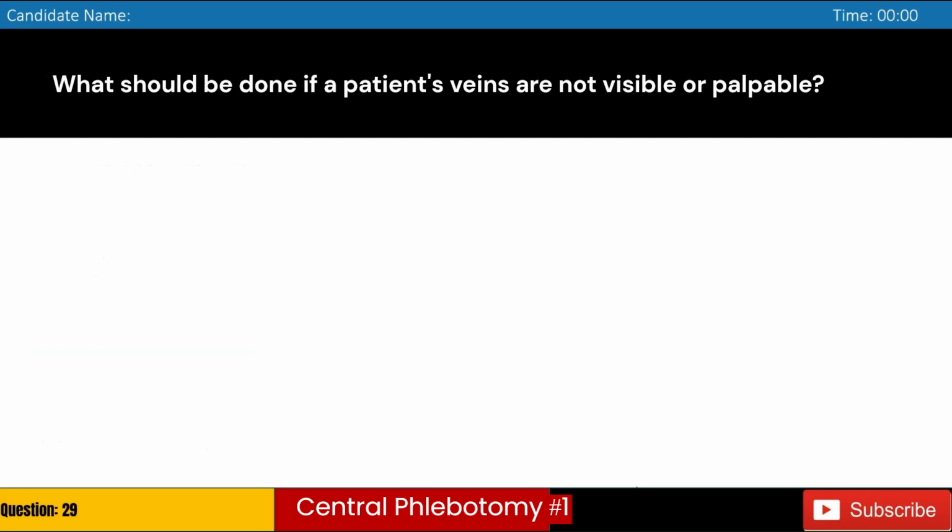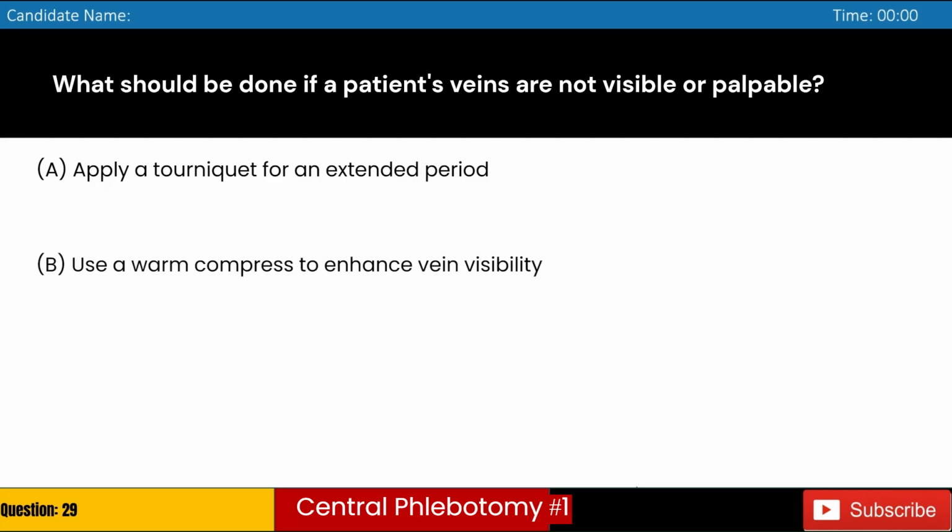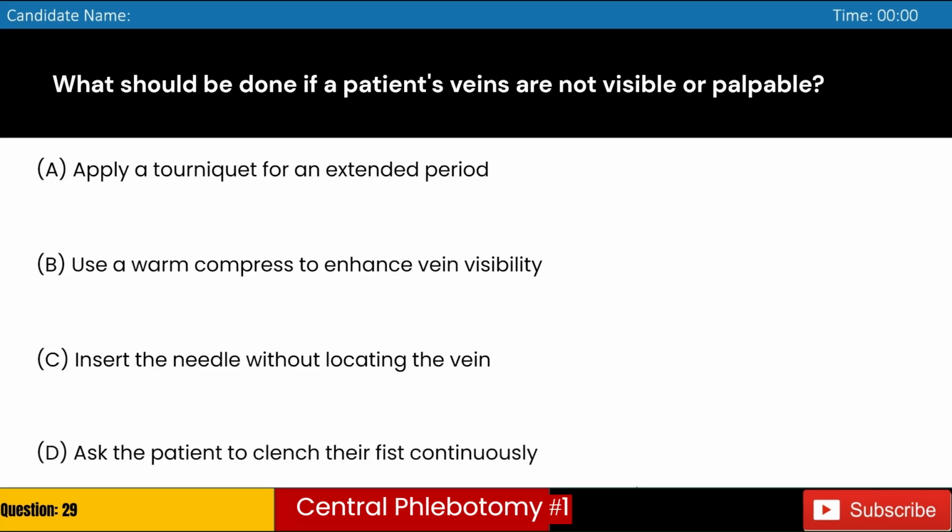What should be done if a patient's veins are not visible or palpable? A. Apply a tourniquet for an extended period. B. Use a warm compress to enhance vein visibility. C. Insert the needle without locating the vein. D. Ask the patient to clench their fist continuously. Answer B. Using a warm compress can enhance vein visibility by increasing blood flow to the area.